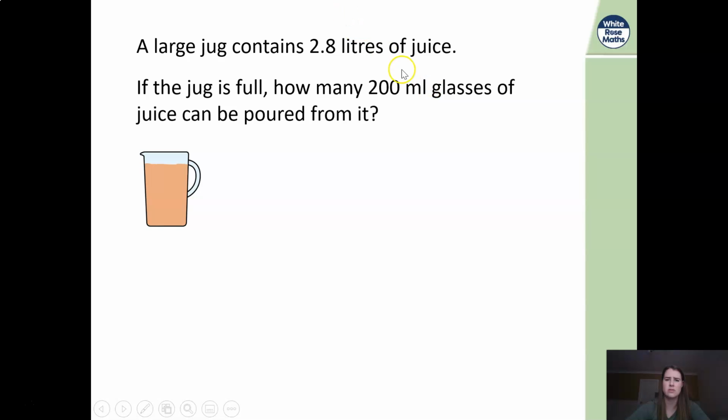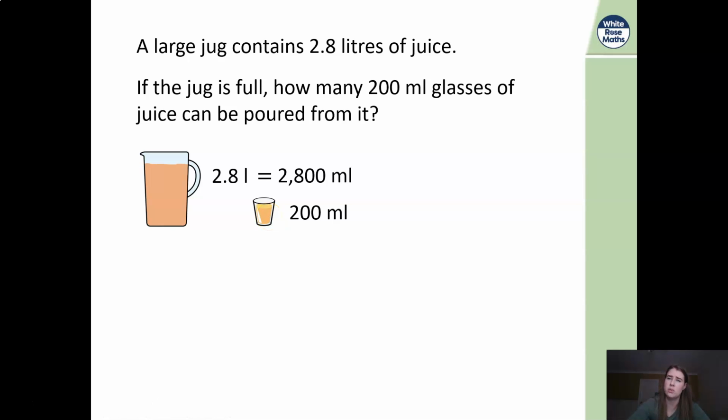Now, I already noticed the difference here. I've got litres and milliliters, so I need to do some conversion here so that I've got the same units of measurement, because that's going to make my job a lot easier. Okay, so if we have a look at it, let's convert it into milliliters, because that's what we're eventually going to have to divide by to work out how many lots of 200 we can get into 2.8. So if we did 2.8 as milliliters, that's 2,800.